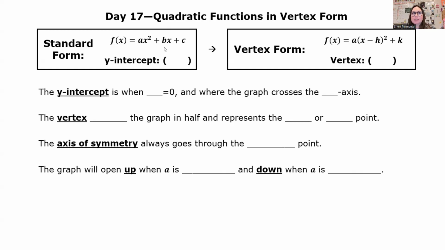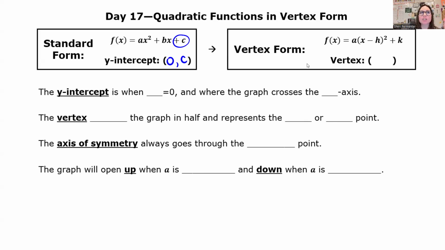One thing that's nice about standard form, though, is that you can easily identify the y-intercept. So the y-intercept is always going to be 0 because x is 0, and it's equal to c. So if you look at your standard form, you can easily identify that y-intercept really quick. It's just this value right over here. So it's always that c value. X is 0, and then it's equal to the c value.